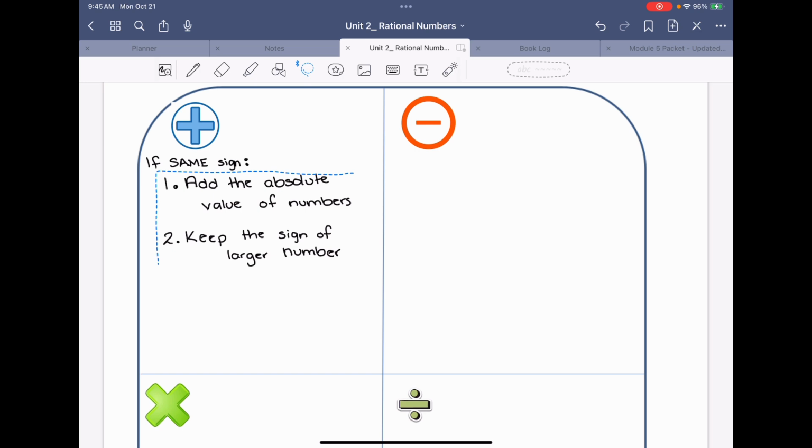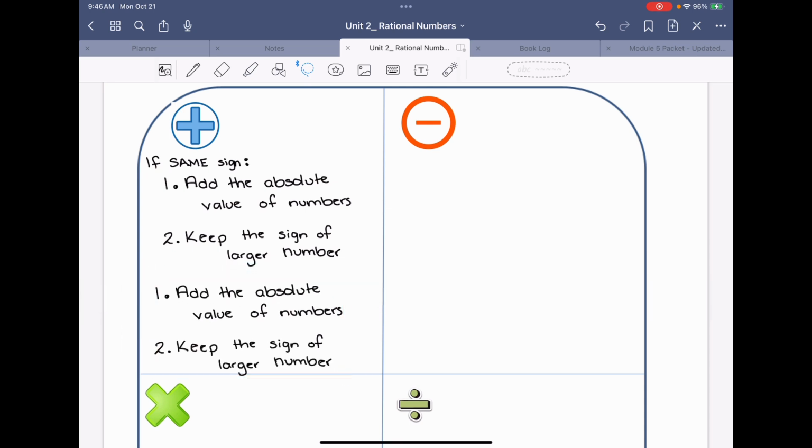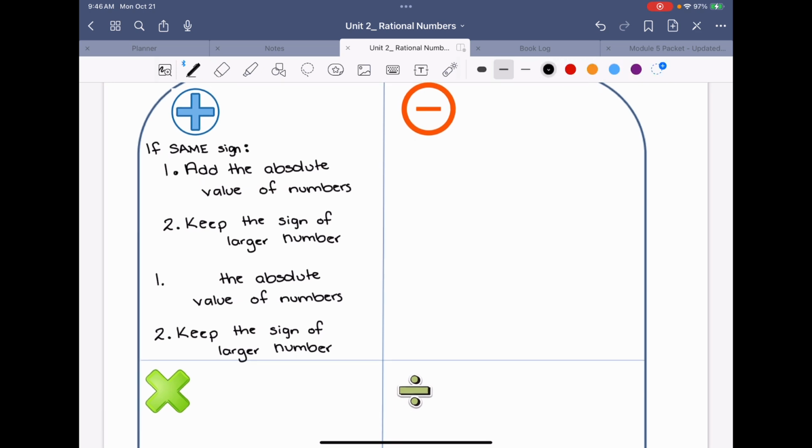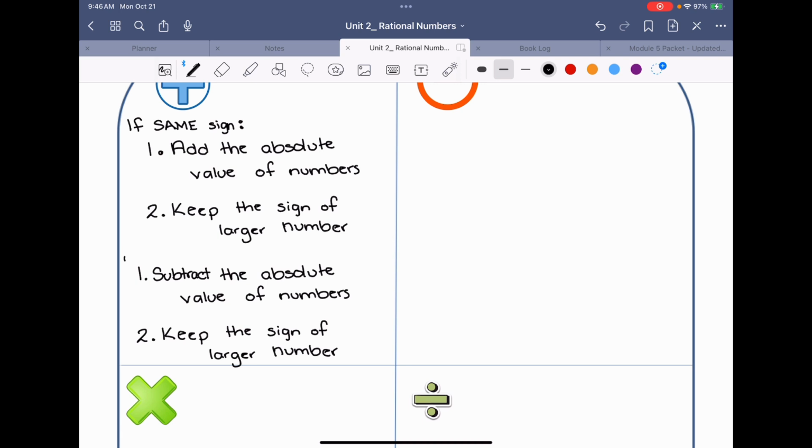If they have opposite signs, we have a different order of our rules. So first, instead of adding the absolute values, we are going to subtract the absolute values. So when we have opposite signs, we're going to subtract the absolute value of our numbers, but we're still going to keep the larger sign, the sign of the larger number. So these are if they are opposite signs.